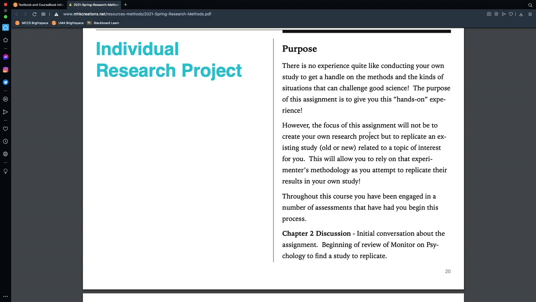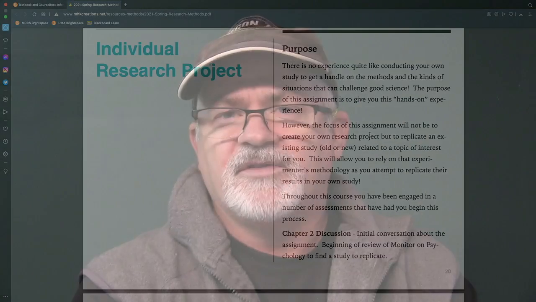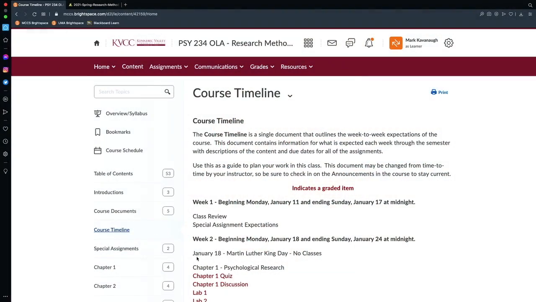I'm going to switch out of this material here, because in this first week, we're not going to be getting into chapter 1 or anything like that. If you go into the course timeline, you'll see that week 1 is just to review the class and the special assignments, expectations. We'll be discussing that when we meet face-to-face on Mondays.